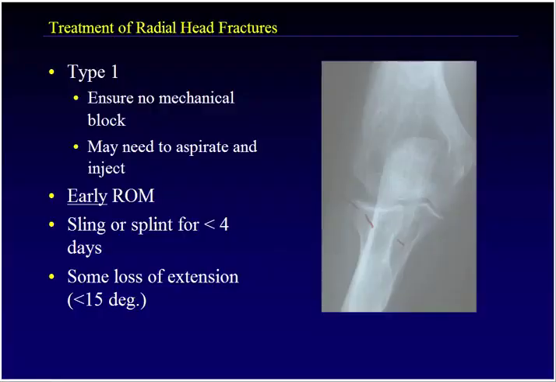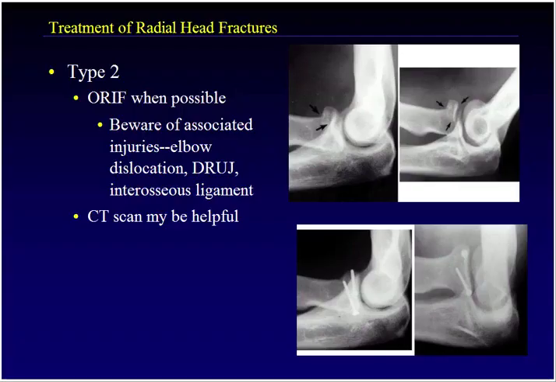So with type 1 fractures, make sure there's no mechanical block. You may need to aspirate the joint and inject it for pain control to do your clinical examination and assure that there's no mechanical block. You treat those with early range of motion. Treat them with a sling or splint for just a few days and allow them to start range of motion as soon as their pain tolerance will allow, because these are stable injuries. You can expect that there may be some loss of extension, usually less than 15 degrees with appropriate treatment.